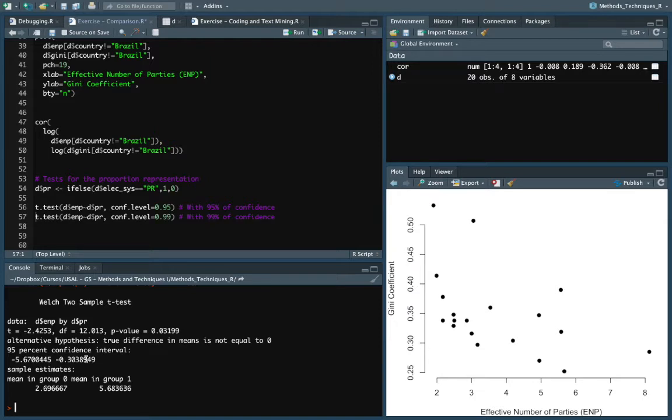It can vary a lot, but it's always negative. So it's always lower the mean in group 0, all other electoral systems, than the mean in group 1, this proportional representation. So always, if I use a confidence level of 95%, countries that have other electoral systems have lower average in terms of effective number of parties.